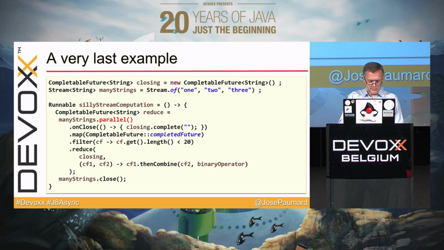Completable future seems to have some similarities to promises and deferreds in JavaScript. This is not really a question, this is a comment, all right? You get it?